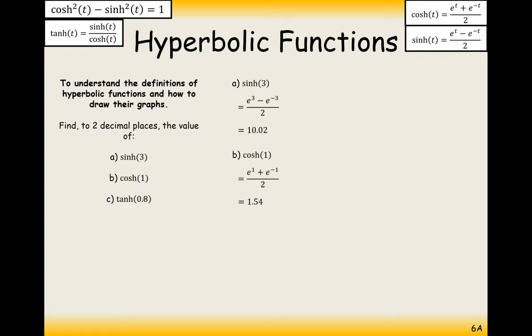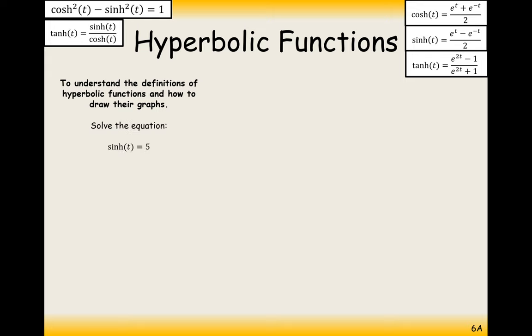And then the last one, plugging in 0.8 into the tanh definition. So remember that was e to the 2t minus 1 over e to the 2t plus 1. So that would be e to the 1.6 minus 1 over e to the 1.6 plus 1. And that would give us an answer of 0.66.